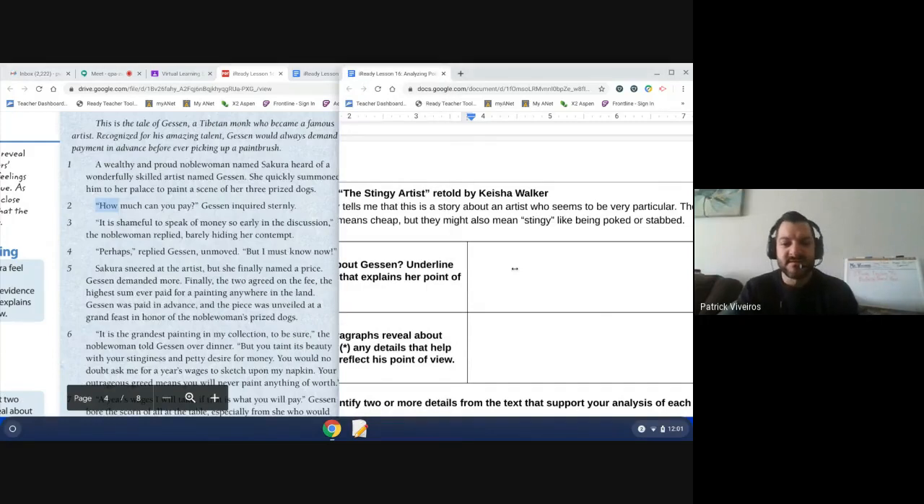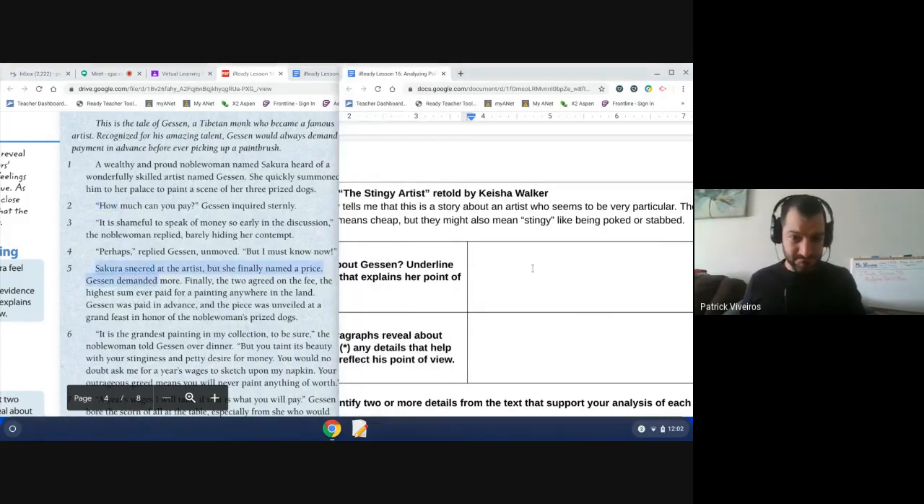So, I think that the noblewoman, which is Sakura, obviously doesn't feel much affection or positive feelings about Gesson. I think she really thinks that he's kind of stingy. He's greedy. Doesn't really have much care for others. No empathy. So here's some of the evidence that I found that would reveal that. Okay, so I think that I can get a sense of her point of view right here.